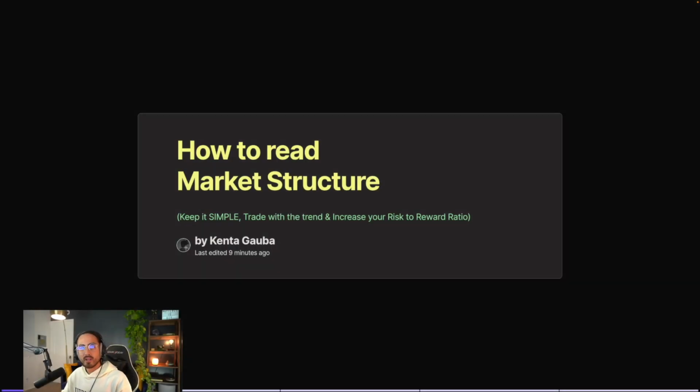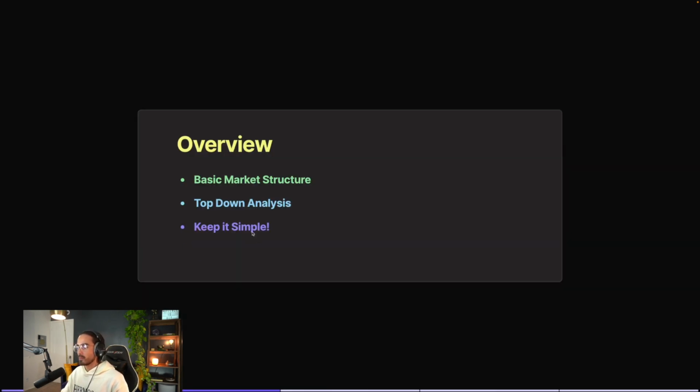What's up guys? So if you want to increase your probability of trading with the trend and you want to increase your risk to reward ratio, then you need to understand how to read market structure. And that's what we're going to be doing today. I'm going to be going over basic market structure, how that looks, and how I read basic market structure, top-down analysis, why that's important, why you need it if you want to trade with the trend and also catch larger risk to reward ratios. And we're just going to keep it as simple as possible.